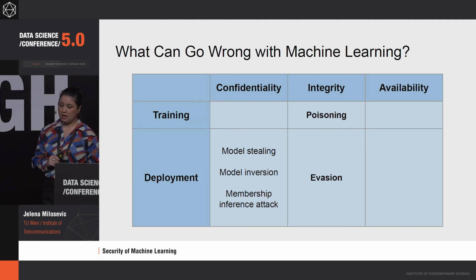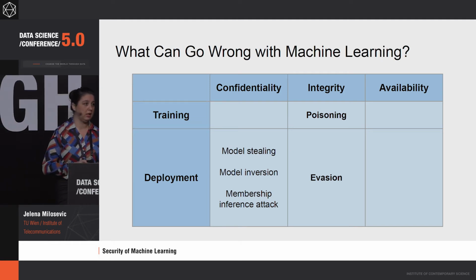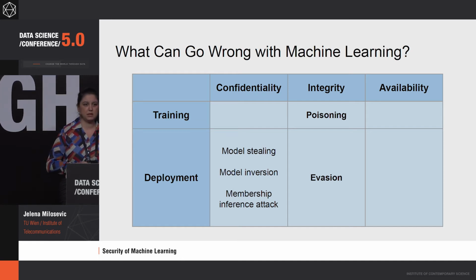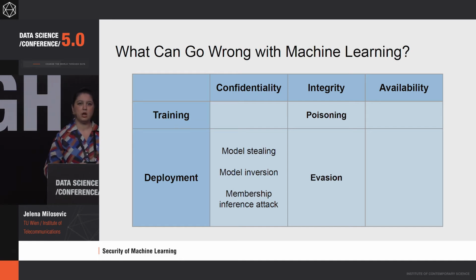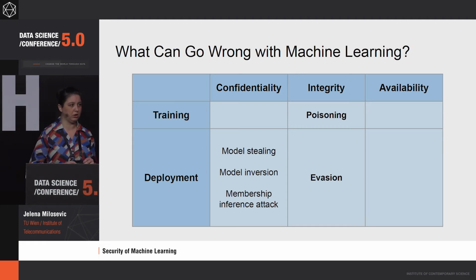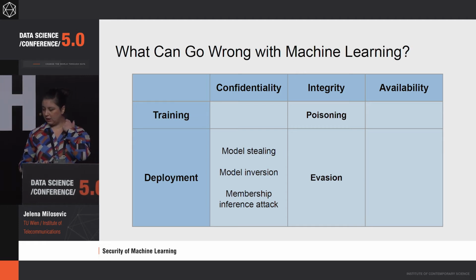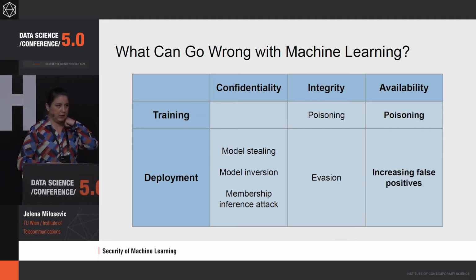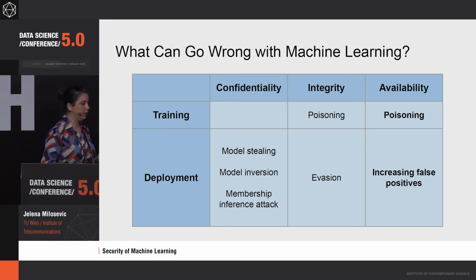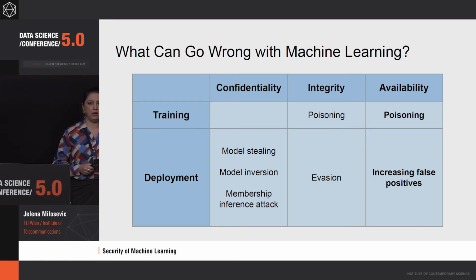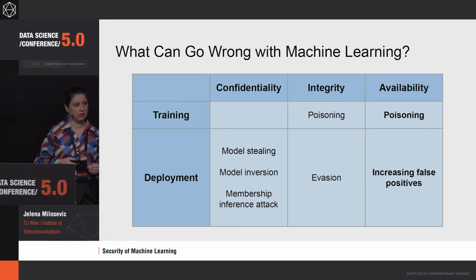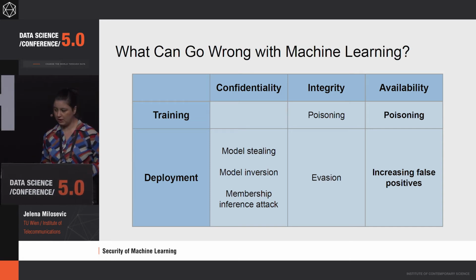The other thing that can happen here is also evasion, and this happens in the deployment stage. It basically means that there are some instances that are able to completely evade a machine learning system. Finally, there is availability, and here, again, it can happen that the system is poisoned in the training phase in a way that the misclassification error is increased at the later stages.